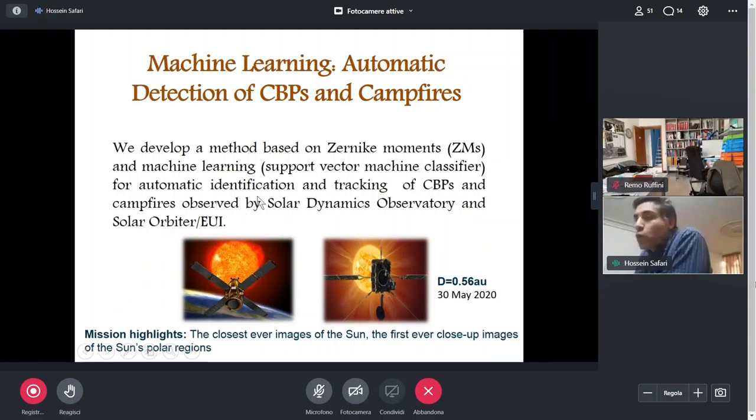We used the Solar Dynamics Observatory data, Atmospheric Imaging Assembly data at 171 angstrom emissions, and also Solar Orbiter data, the High Resolution Imager in extreme ultraviolet. The recent instrument, a cooperation between ESA and NASA, is at a distance of about 0.5 astronomical units from the Sun. The highlight of this instrument is the closest ever images of the Sun, and for the first time it can take images from the polar regions of the Sun.